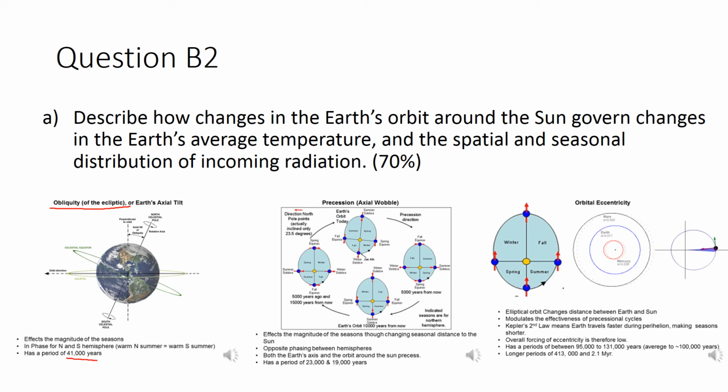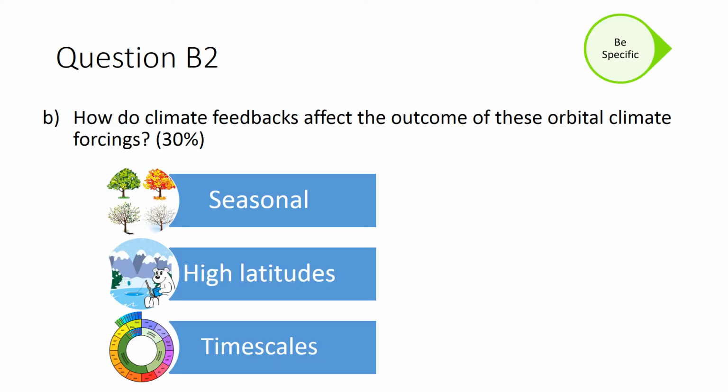Okay, so all those things would have got marks, but the key thing we're looking for is how it affects the seasonal distribution of energy, and that's important for the next part of the question. Okay, so how do climate feedbacks affect the outcome of these orbital climate forcings? Okay, so this is one place where quite a lot of you went a little bit astray with not being specific enough with your answers.